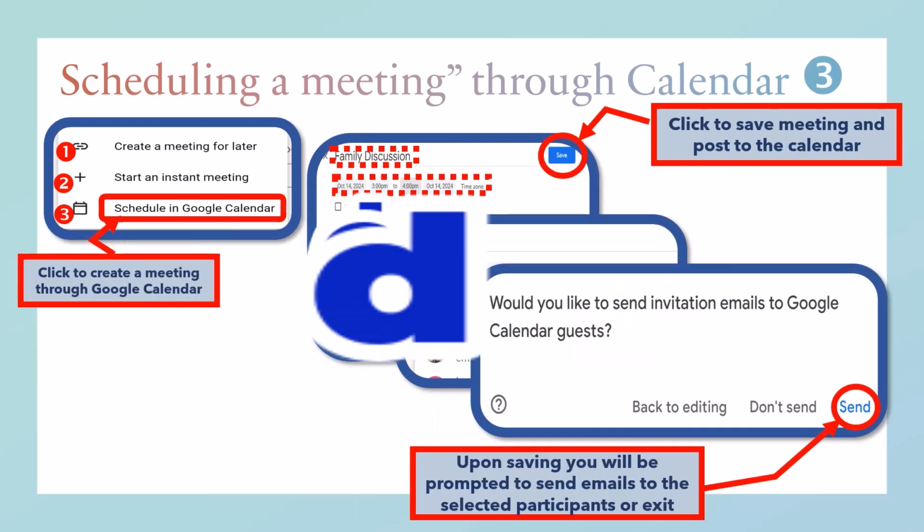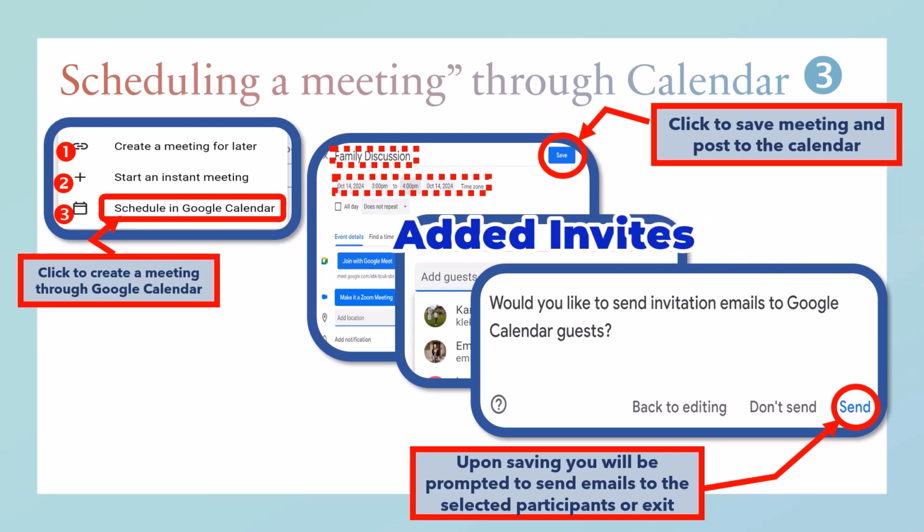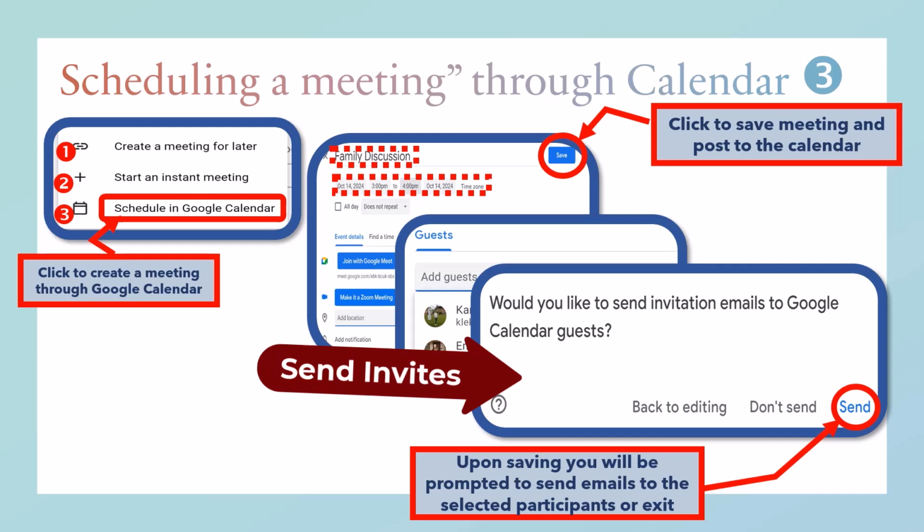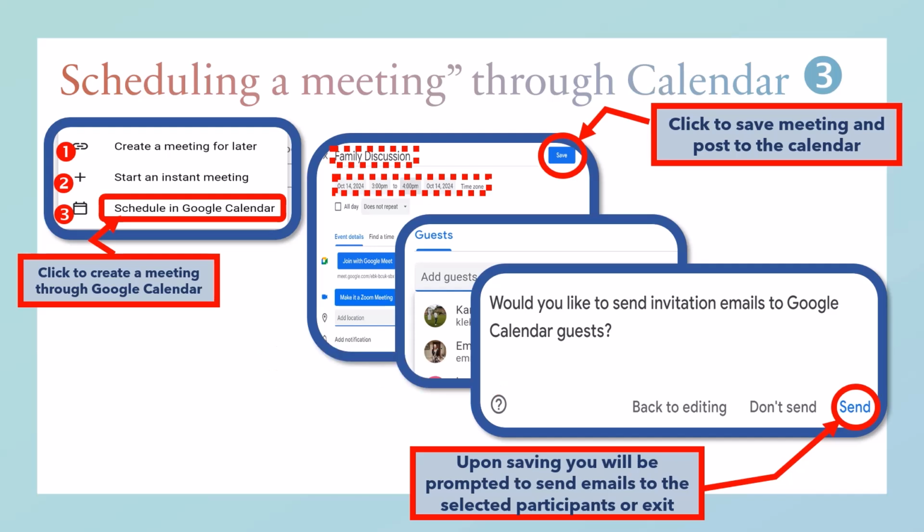If we have added invites to our meeting, upon saving the event in calendar, we'll be prompted with a window which will ask us, would we like to send invitations via email or not send invitations? If we press send invitations, emails will then be sent to all of those individuals that we have added as guests to this particular meeting or event in our calendar.